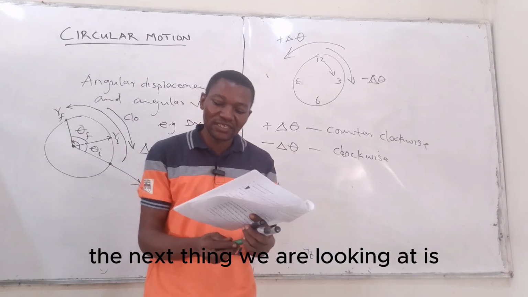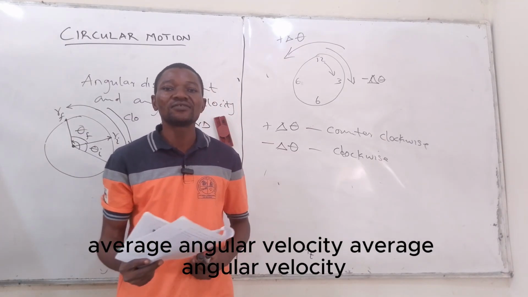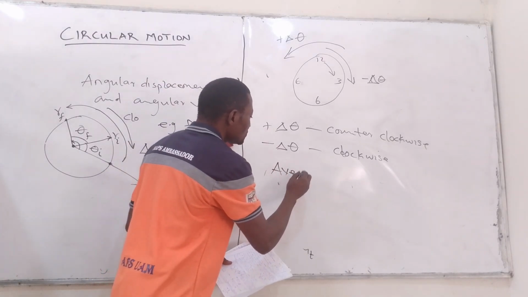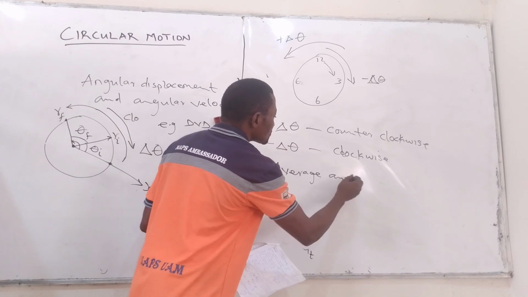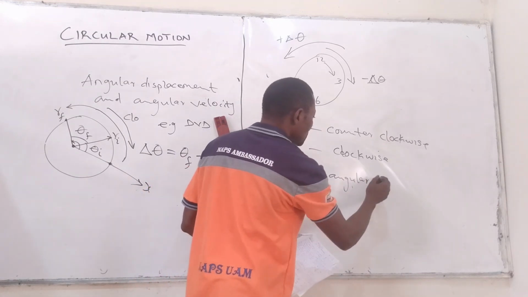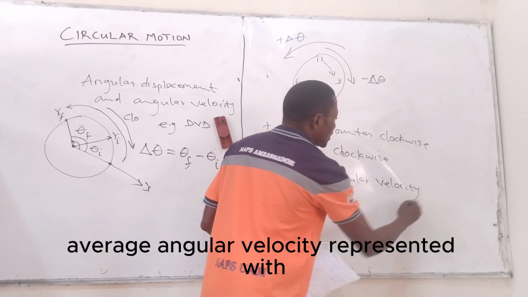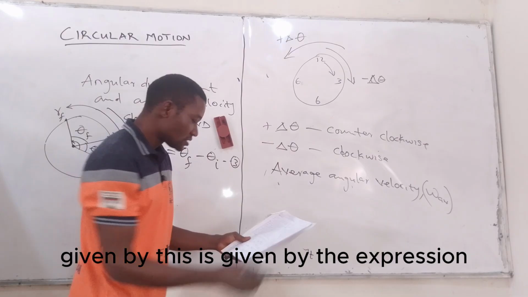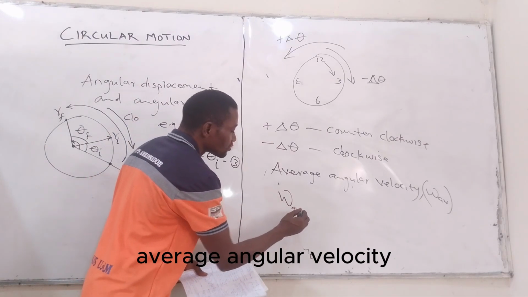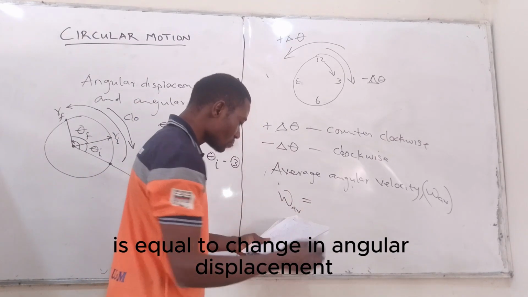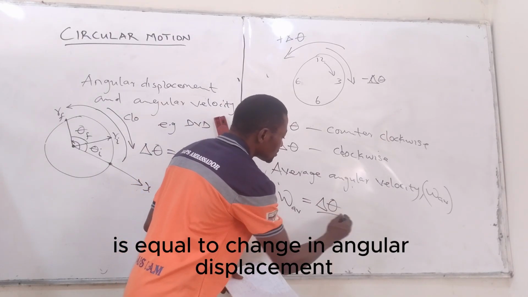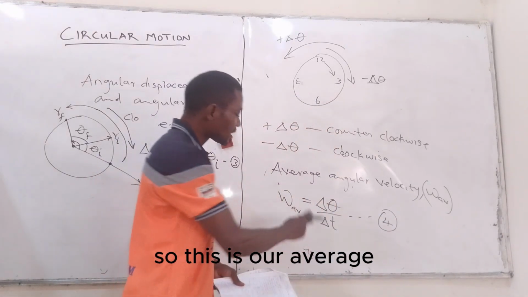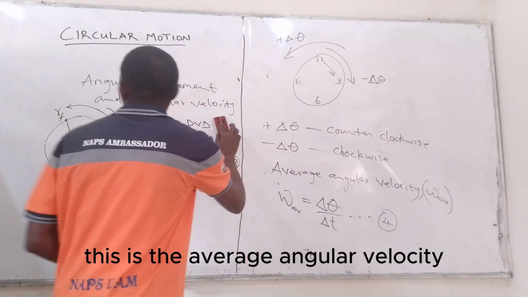Okay, the next thing we are looking at is average angular velocity. Average angular velocity is given by the expression: average angular velocity is equal to change in angular displacement over change in time. Let's call this equation 4. So this is the average angular velocity.